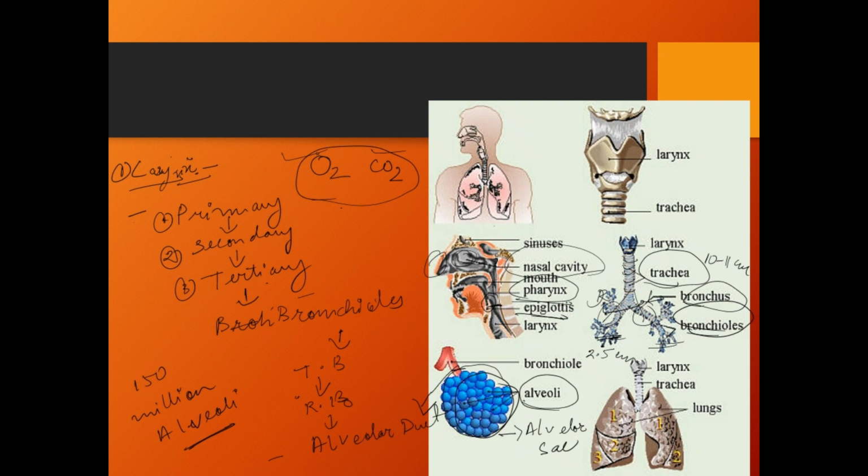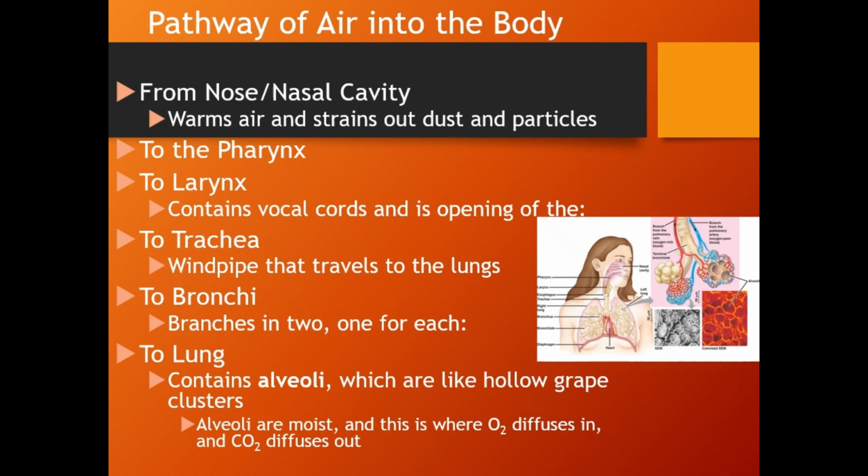Next we'll see the pathway of air into the body. Like we read all the structures, similarly, first the air will enter through the nose and go to the nasal cavity, then it will enter the pharynx, then it will go to the larynx, which contains the vocal box. The glottis should be open, and the epiglottis should not be covering the glottis. Then the air goes to the trachea, that is the windpipe, then to the bronchi, then the primary, secondary and tertiary bronchi, and then finally to the lungs.